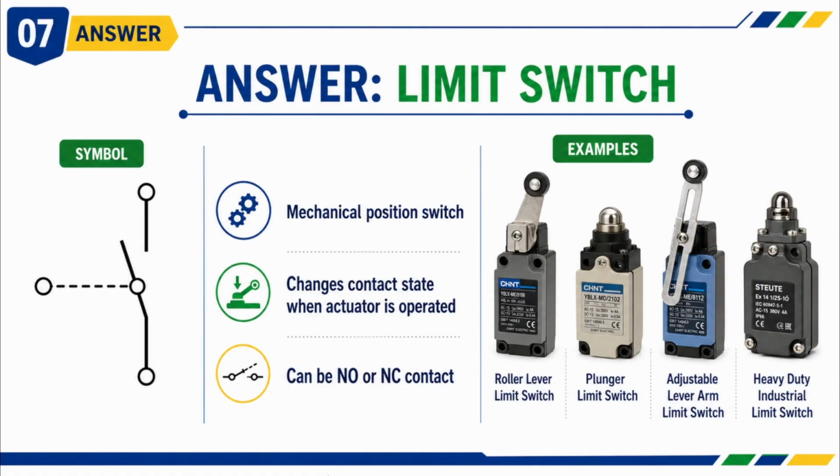A limit switch is a mechanical position switch. When the actuator is moved by a machine part, its internal contact changes state. Depending on the application, it can use normally open or normally closed contacts. Common types include roller lever, plunger, adjustable lever arm, and heavy-duty limit switches.